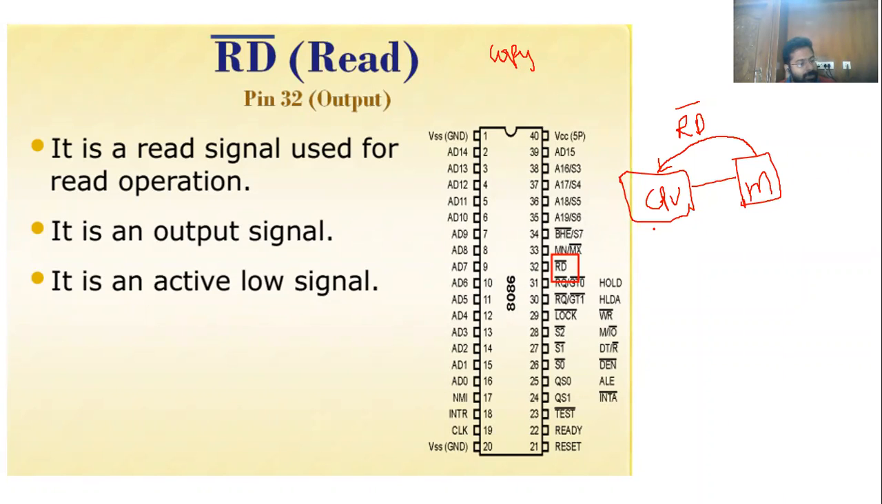At the same time, we have the write operation in the minimum mode. Write is similar. For suppose you have a book and you write something, you store the information on the paper. This is the write. Write means send. Read means copy or receive. Write means send information. Whatever information is stored in the CPU goes to the memory or input output device.